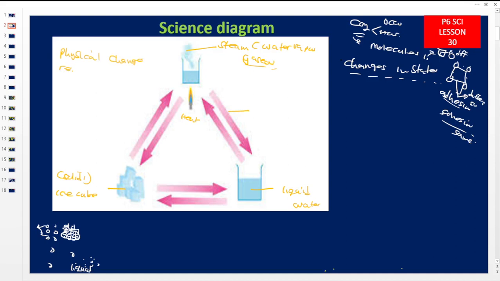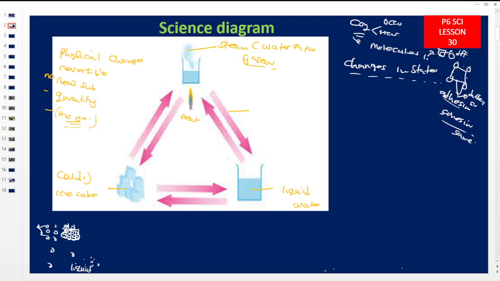Why are they physical changes? They are reversible, as we are seeing. It can go this way, it can come back. They are reversible, and no new substance is formed. There is no change in quantity, no change in weight, no change in mass, and heat or light is neither given out nor absorbed.